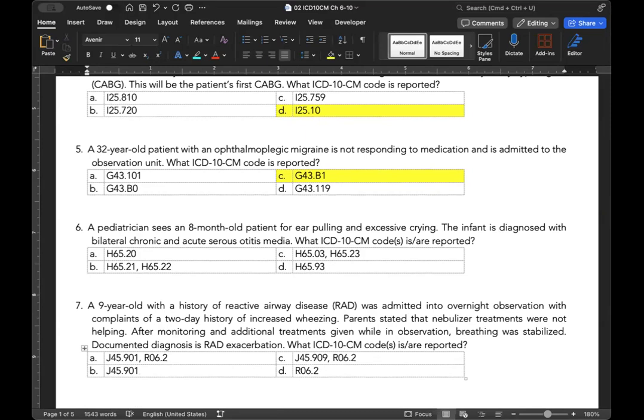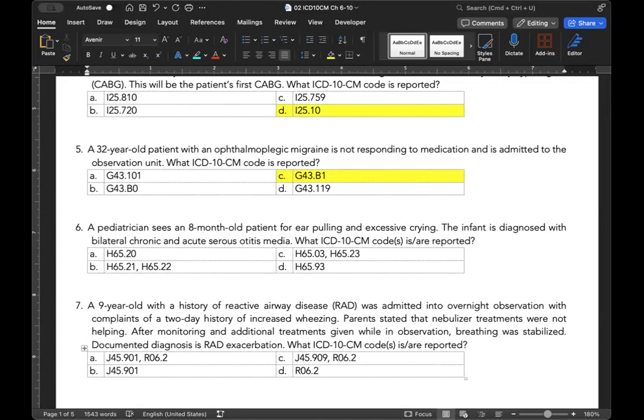All right. Let's do number 6. Pediatrician sees an 8-month-old patient for ear pulling and excessive crying. The infant is diagnosed with bilateral, chronic, and acute serous otitis media. So we have 2 different types of otitis media. Our guidelines tell us, if we have chronic and acute, which one should be sequenced first? Yep, our acute. Okay, so keep that in mind.